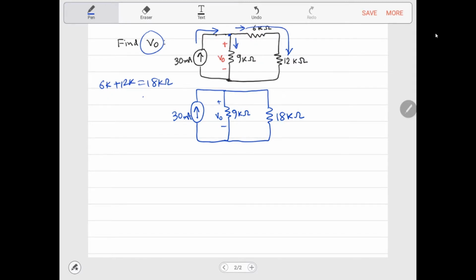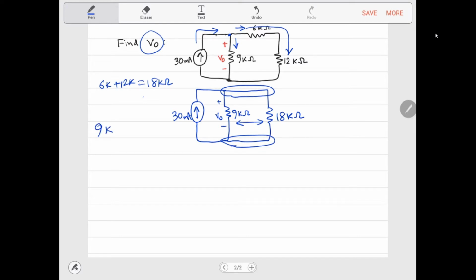Now we can see the 9 and 18 kilo ohm resistor are in parallel because they have two common nodes between them and no other elements in those branches. So let's combine these two resistors.